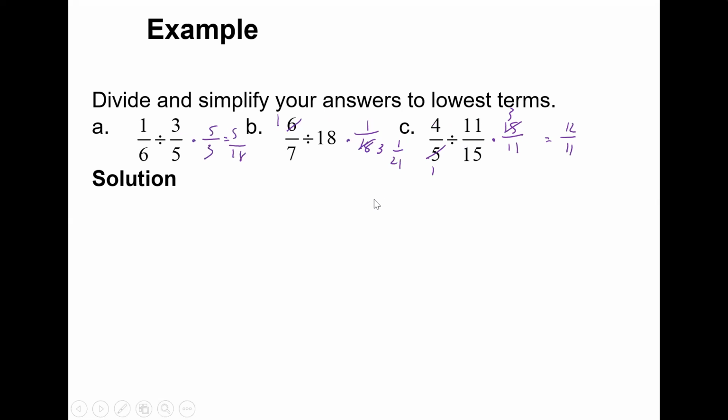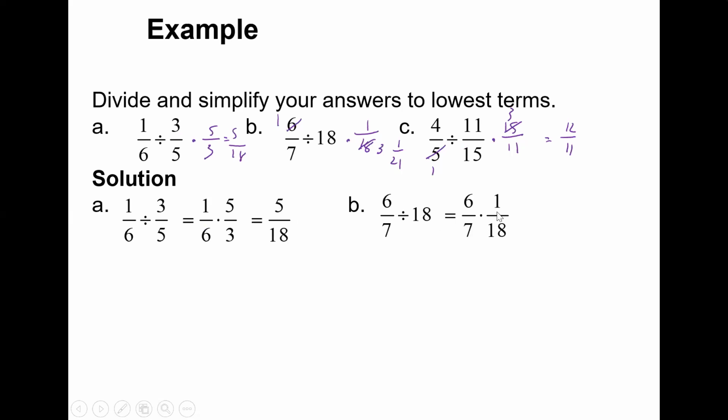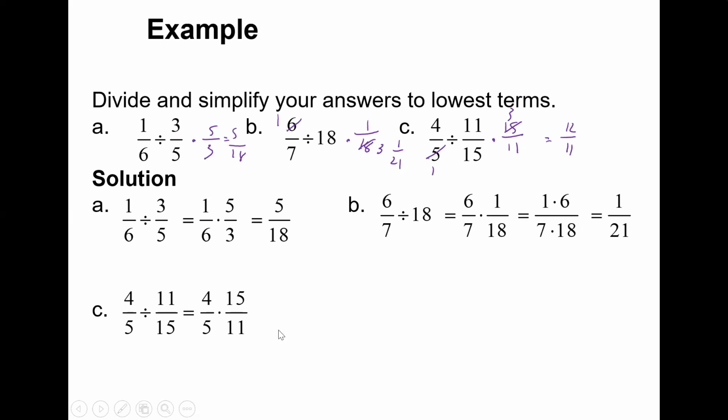Okay, so now let's look at it a different way. What we have is 1 over 6 times 5 over 3. So again, multiplying by the reciprocal, we just multiply straight across to get 5 over 18. Here, we're going to multiply by the reciprocal, 1 over 18. But now we're going to reduce this to 1 over 3, and then we get 1 over 21 when we simplify.